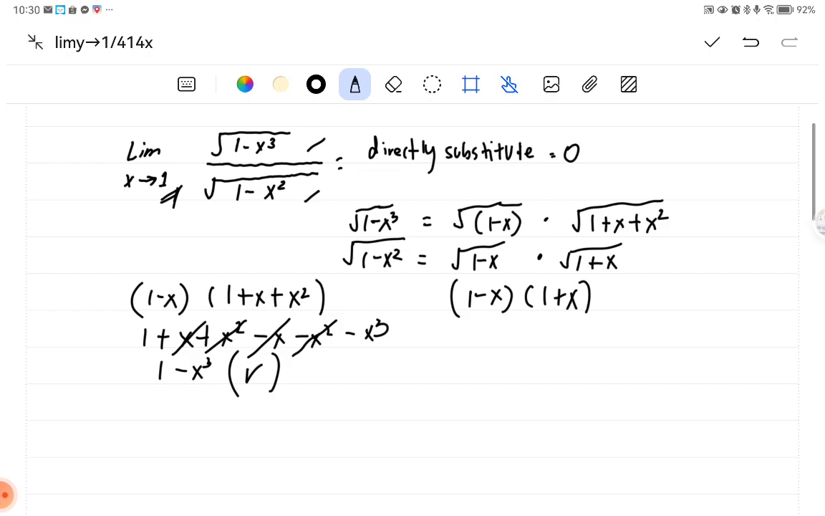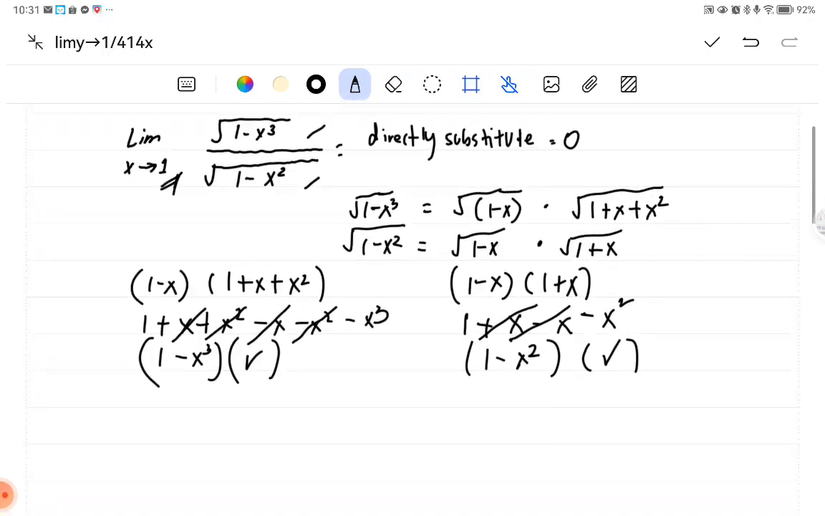And then we have here 1 minus x times 1 plus x. Let's see if we will arrive at 1 minus x squared. So we will have here 1 plus x minus x minus x squared. Canceling these out, we will have 1 minus x squared. So therefore, we have the correct factorization.